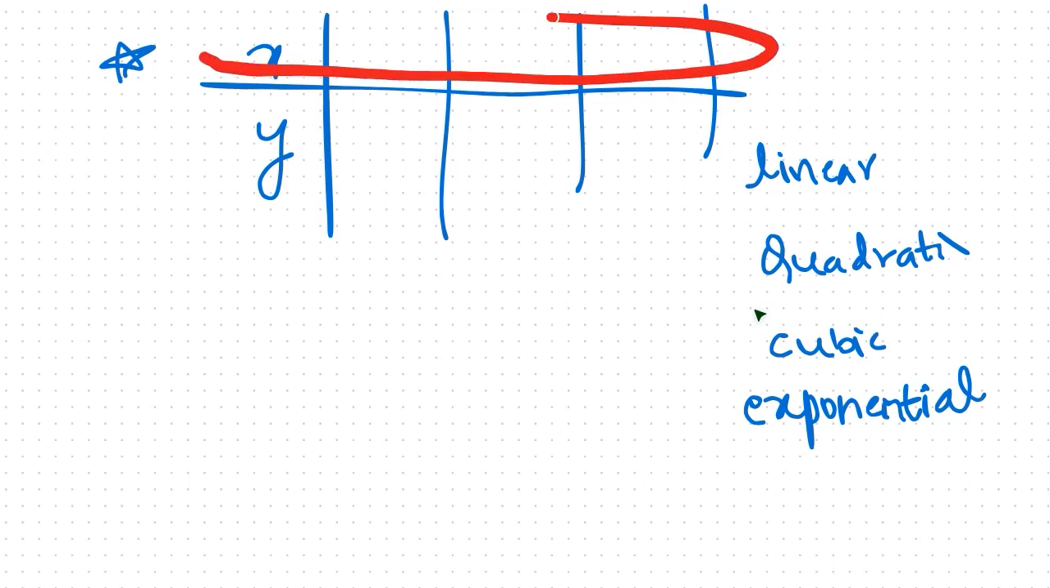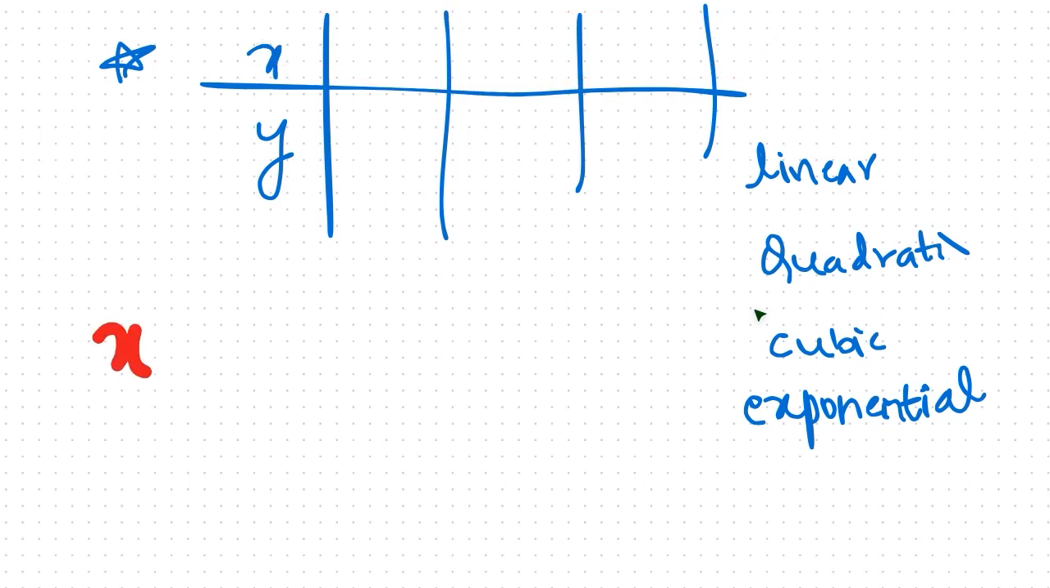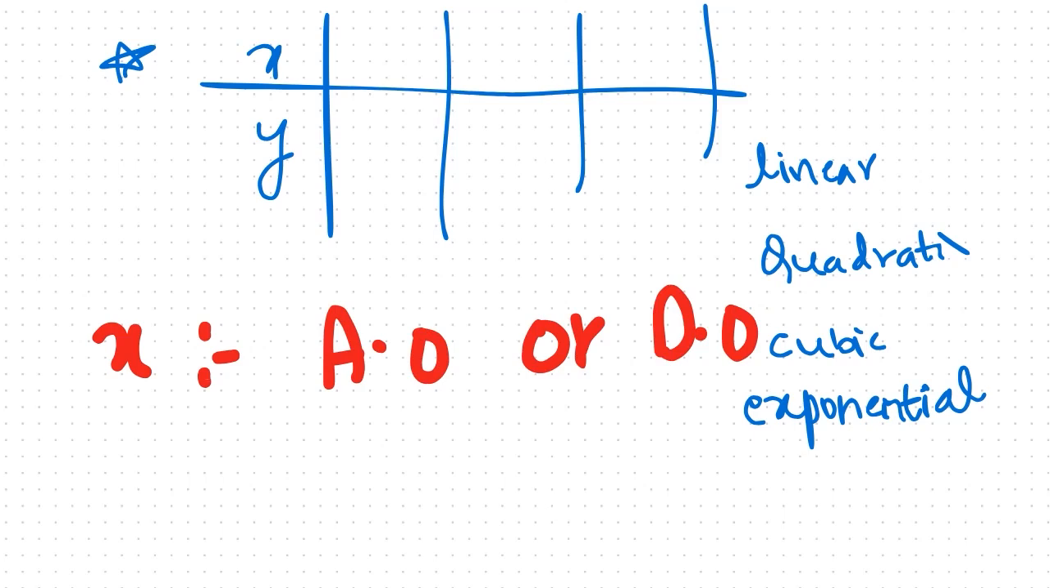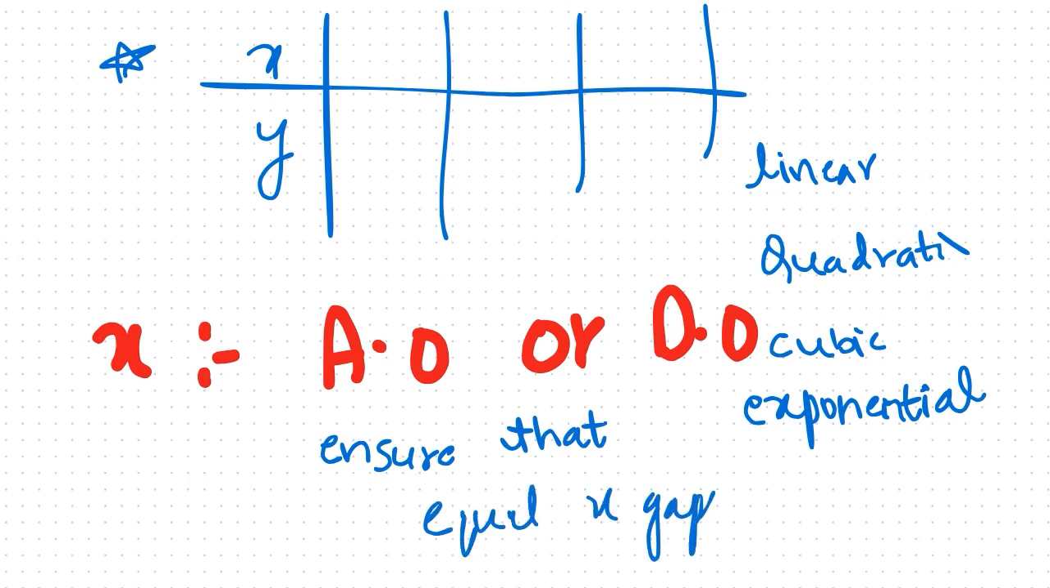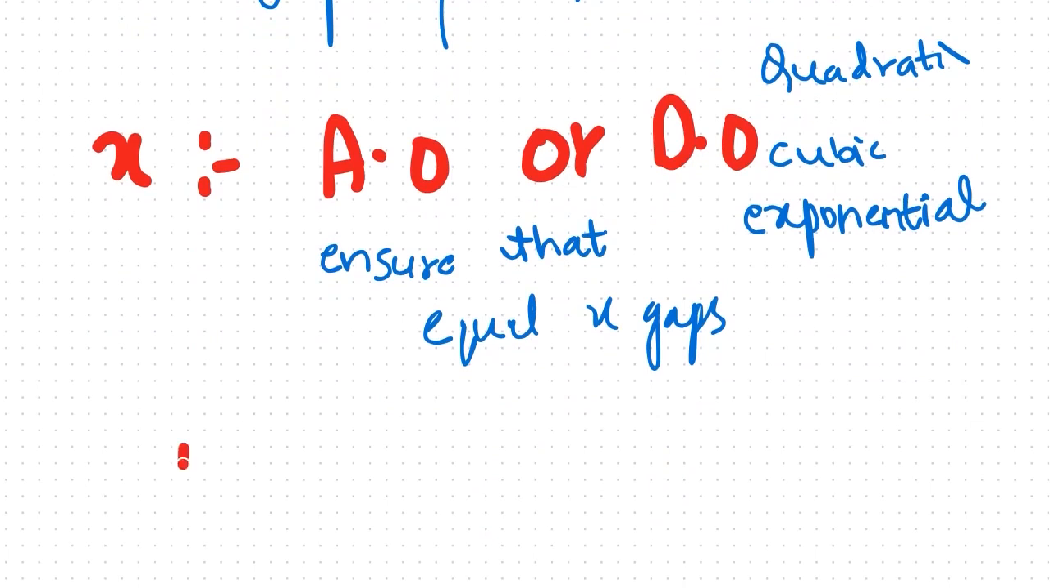regarding x, you have to arrange them in either ascending order or descending order. And ensure that there are equal space intervals between x values. Is this clear? Ensure that the gaps will be the same, the gaps between the x values. Then you can take the first difference. With y we take the difference.